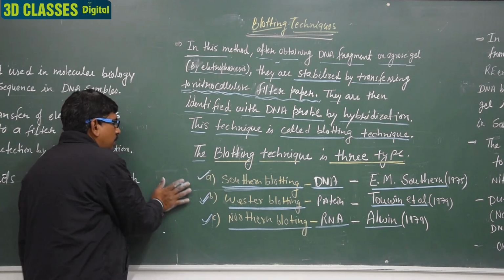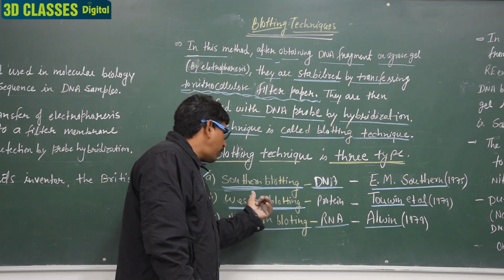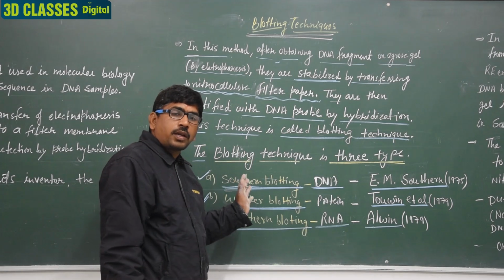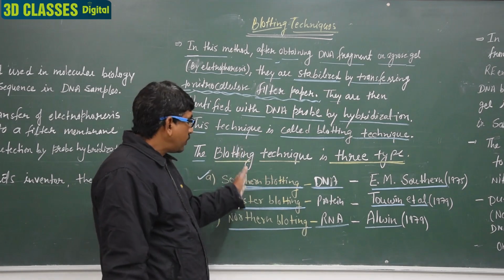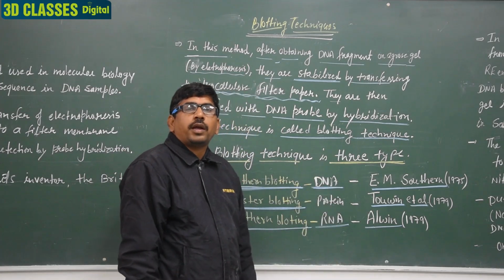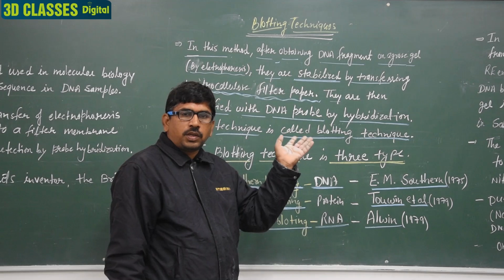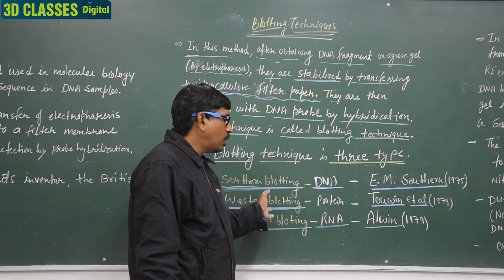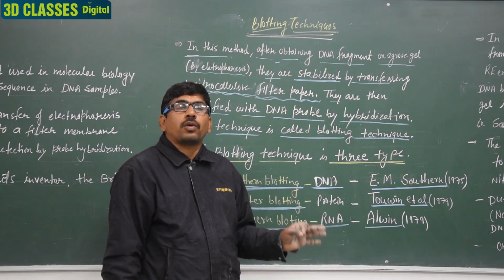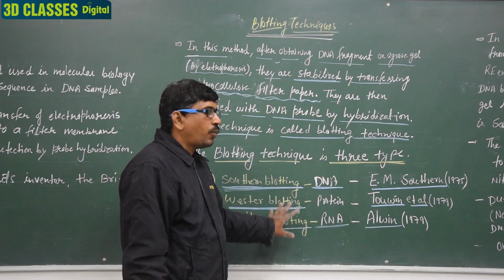Clear? So there are three types of blotting technique: Southern blotting for DNA, Northern blotting for RNA, and Western blotting for protein. In medical exams, there is a match the column question from this blotting technique, where the three techniques are given as 1, 2, 3, along with scientist names and their material, and you match the column. So always Southern for DNA, scientist E. M. Southern. Northern for RNA, Alwine, and Western for protein by Towbin et al. Clear? So that is the blotting technique.